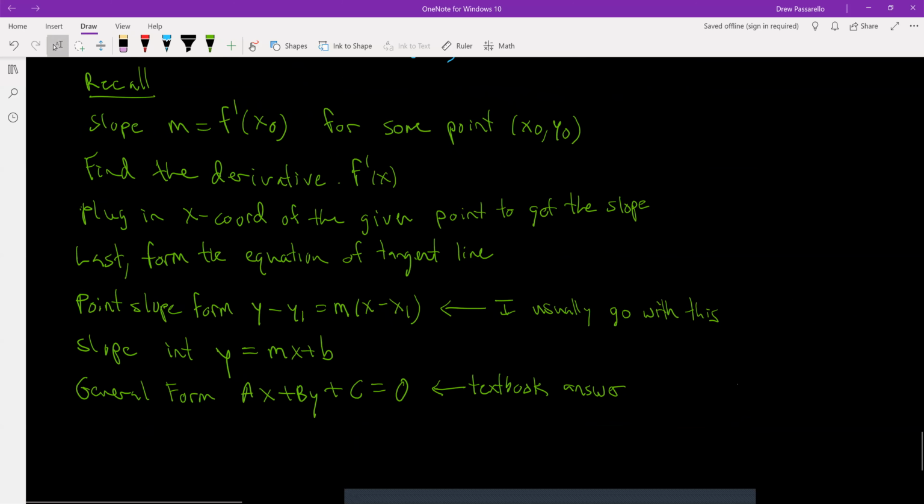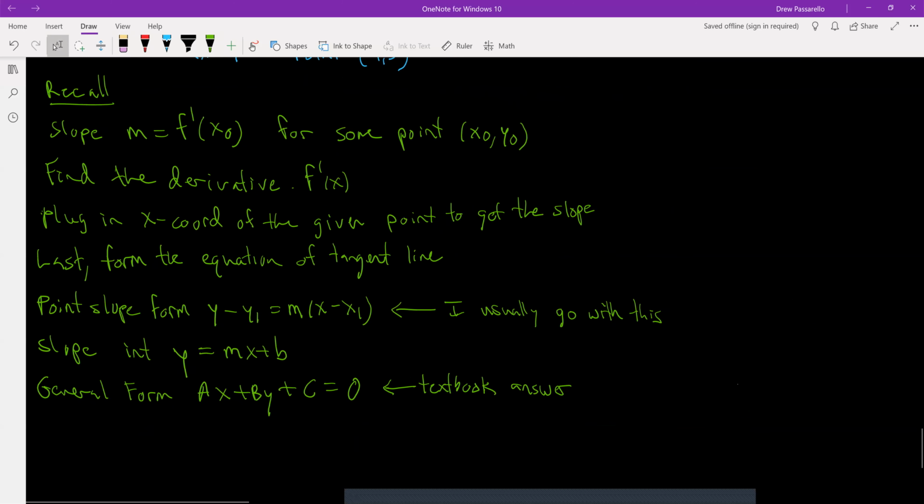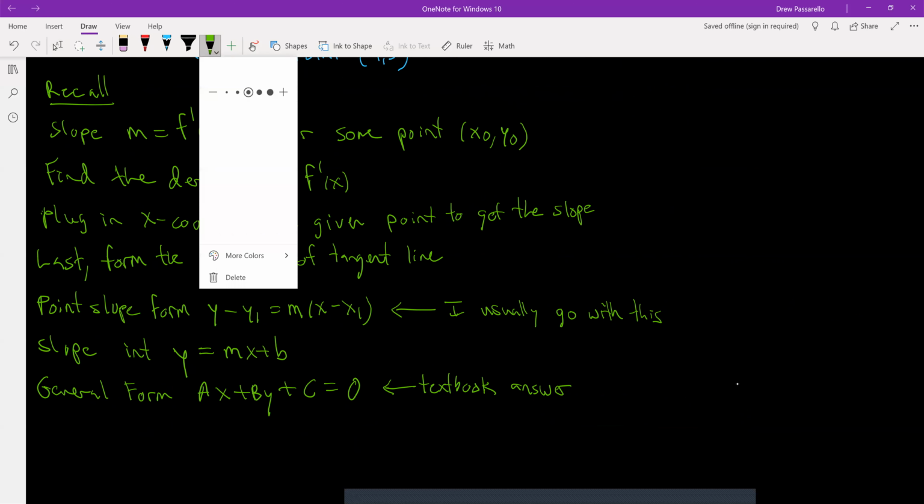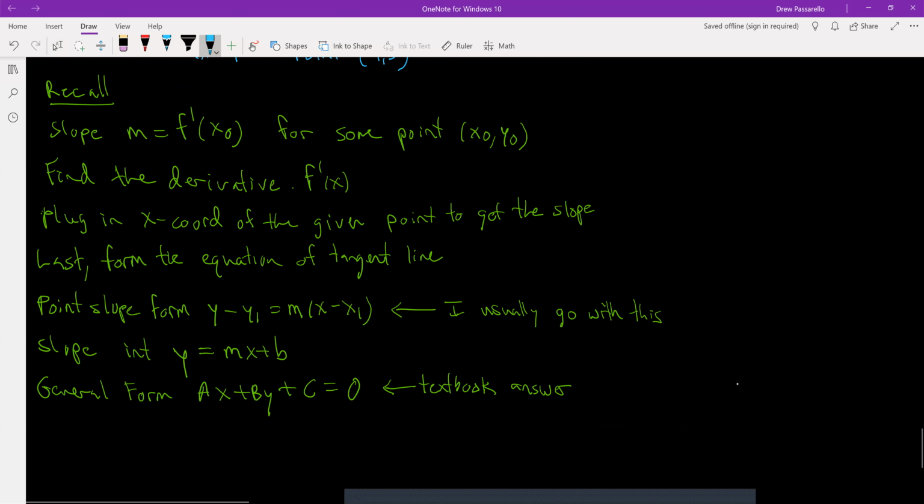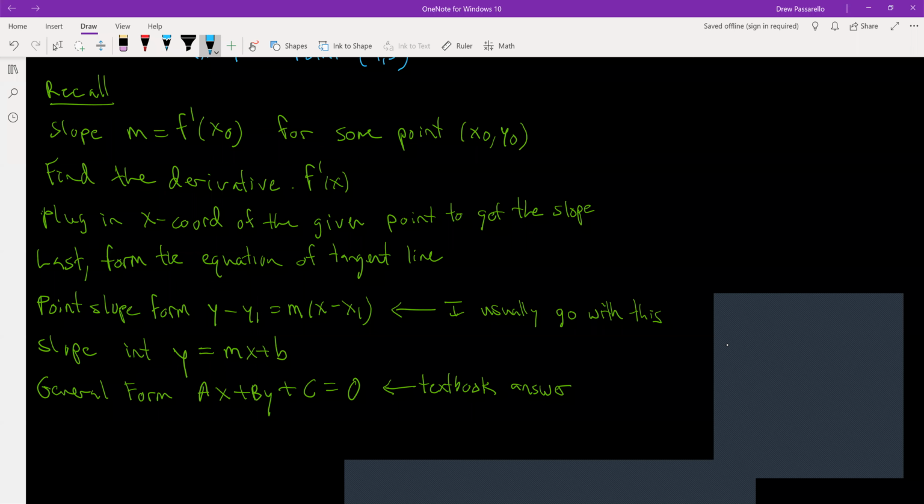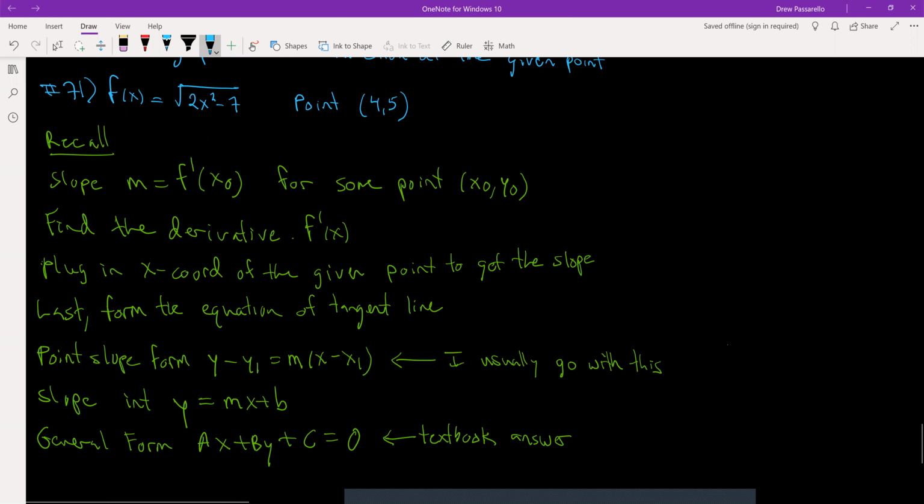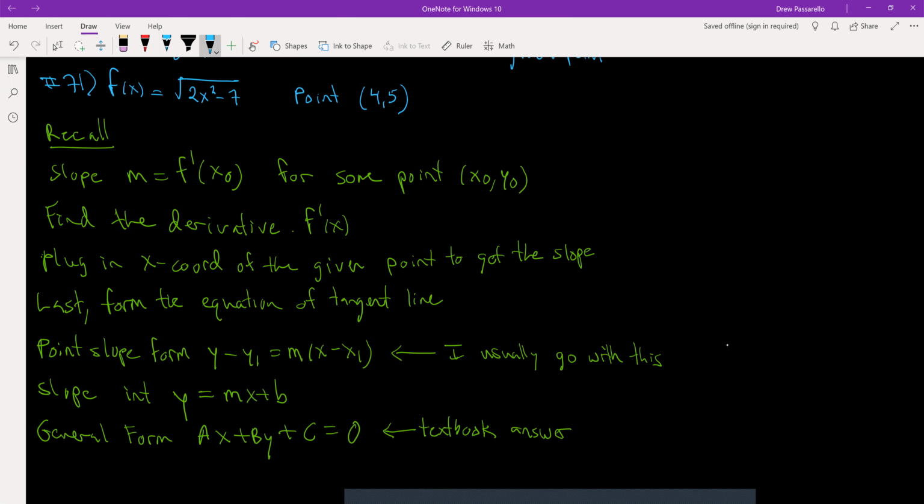So recall that slope is the derivative of the function evaluated at the x coordinate of the point that's given. Our function is the square root of 2x squared minus 7. All right, so that's the strategy. I'm going to go ahead and work out the problem now.